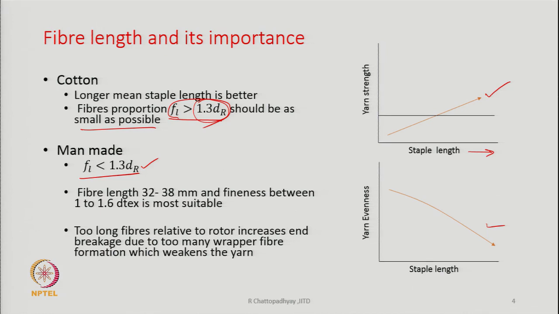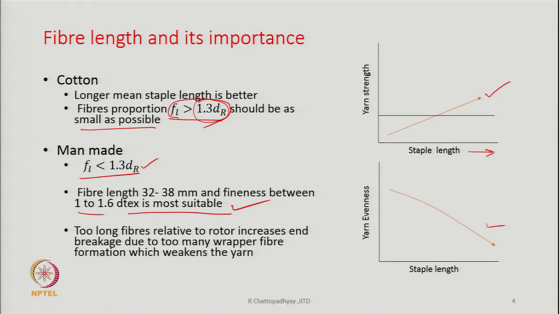For man-made fibers, fiber length should be less than 1.3 dr. Typically, a fiber length of 32 to 38 millimeter and fineness between 1 to 1.6 denier is most suitable. Man-made fibers do not have any short fibers, whereas cotton fibers have short fibers. Hardly any short fibers are there in man-made fibers, unless we generate short fibers while processing on the blow room and card, because carding machines may generate some short fibers because of very intense carding action.